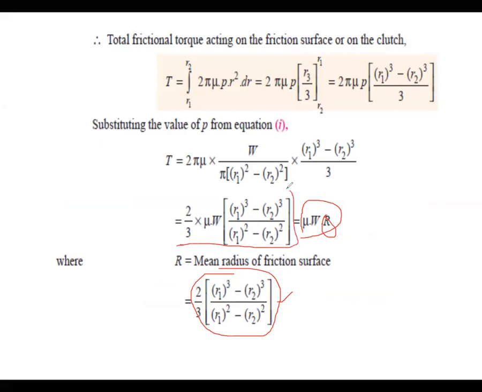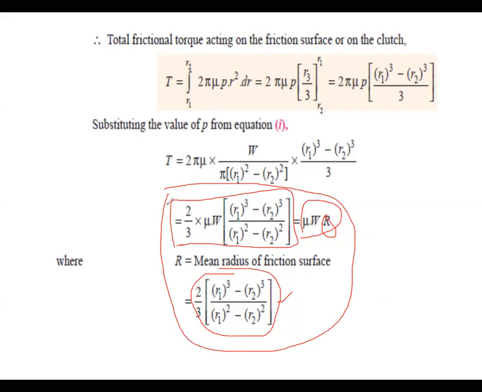By taking this also, you can remember. So no issue in that. You can remember by this formula, or you can remember mu w r, where r is equal to 2 by 3 into r1 cubed minus r2 cubed by r1 square minus r2 square. These r1 and r2 are the inner and outer radii, right? I ask you to remember this formula, definitely.